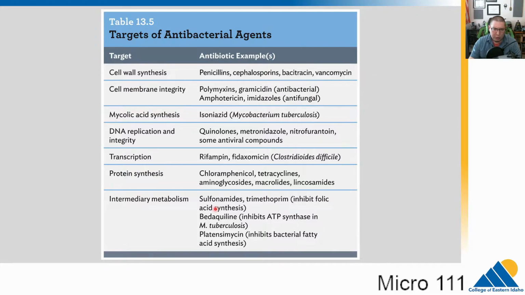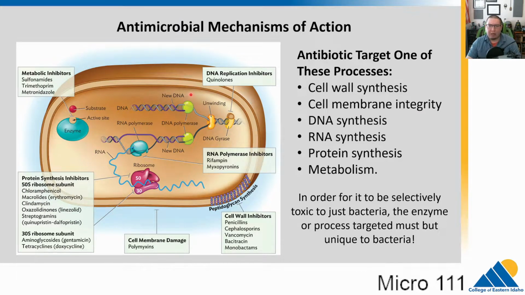So if we were to look at this on a diagram, right, here's a cell. Antibiotics are going to target at least one of these processes. Usually they're very specific. So starting from the outside, right, peptidoglycan synthesis, cell wall inhibitors. Out here, things like vancomycin, penicillin. Cell membrane damagers, polymyxins like we talked about, they're going to hit here.